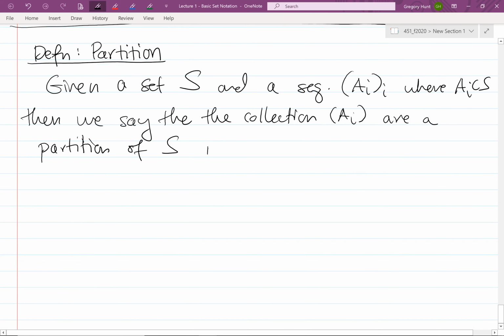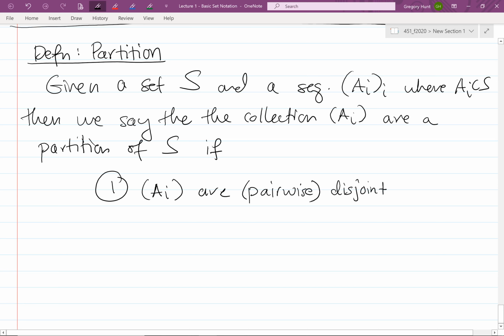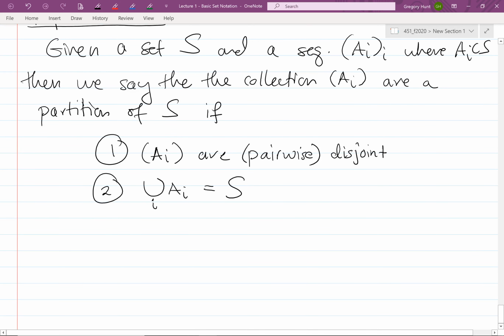if two conditions hold. And those two conditions are, one, that the set of A sub I are pairwise disjoint. Oftentimes we leave off the adjective pairwise. We just say that a collection is disjoint. So they don't overlap. And two, the union of these A sub I, which could be infinite or finite, gives us back the set S. So our partition is a breaking apart of S into non-overlapping subsets that, when we put them back together again through a union, give us back the original set.